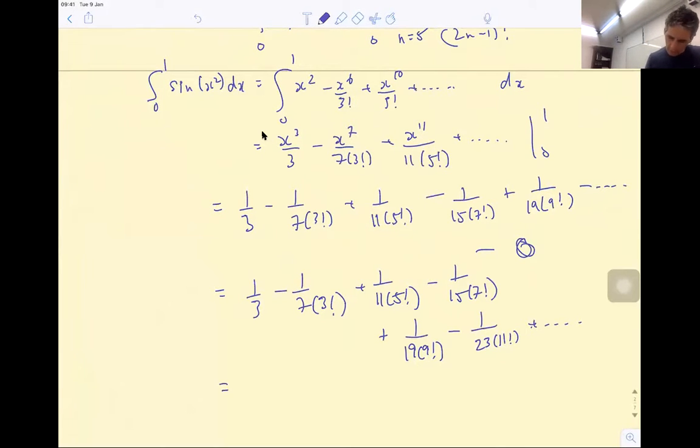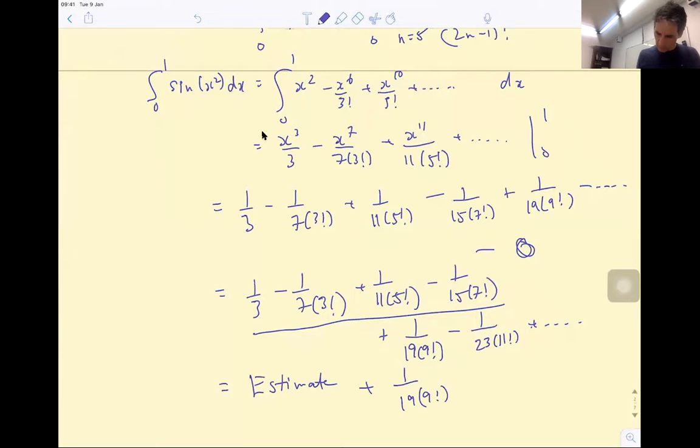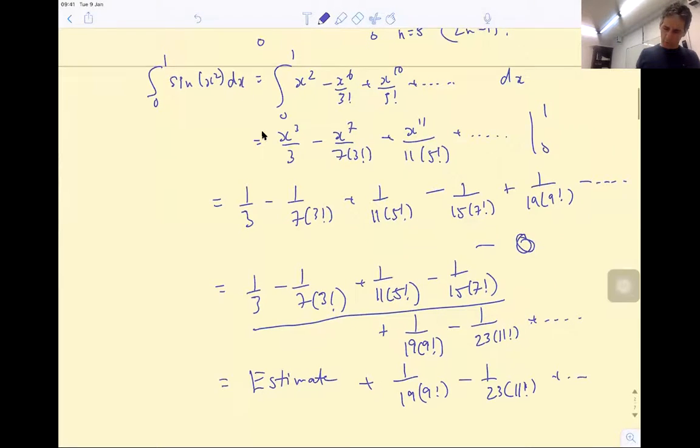So we have the estimate, which are these first 4 terms, plus this other bit on the end, which is 1 over 19 times 9 factorial minus 1 over 23 times 11 factorial, so on and so forth.